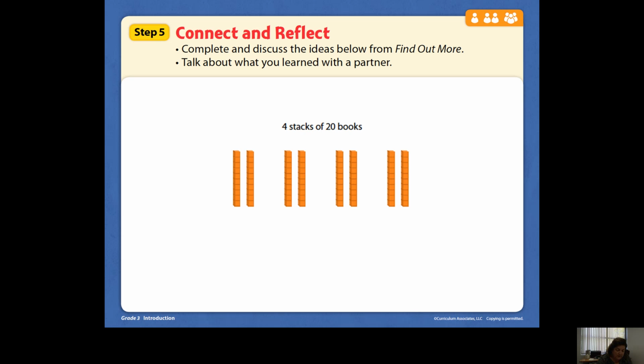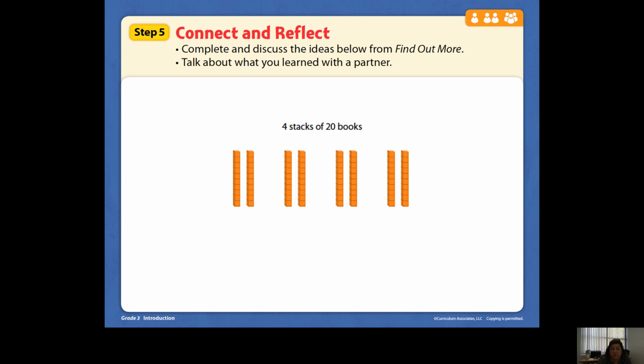The 4 stacks of 20 books can be shown using base 10 models, as you see on the screen here and you see on your paper. You can also show this with the multiplication expression 4 times 20. You can skip count equal groups of 10 or 20 to find the product.